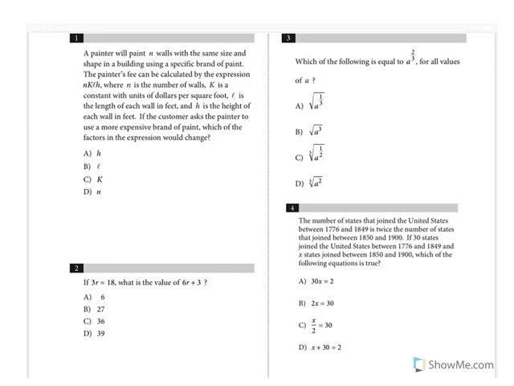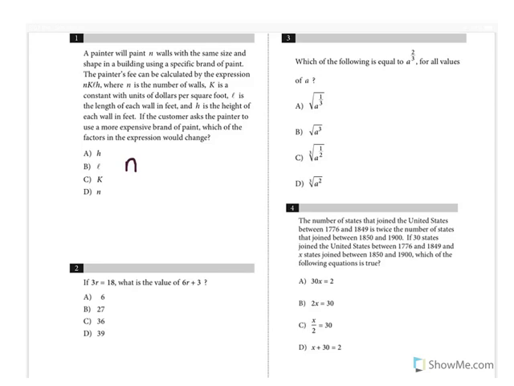A painter will paint N walls with the same size and shape in a building using a specific brand of paint. The painter's fee can be calculated by the expression NKLH, where N is the number of walls, K is a constant with units of dollars per square foot, L is the length of each wall in feet, and H is the height of each wall in feet. If the customer asks the painter to use a more expensive brand of paint, which of the factors in the expression would change? Well, what do we have in the expression?